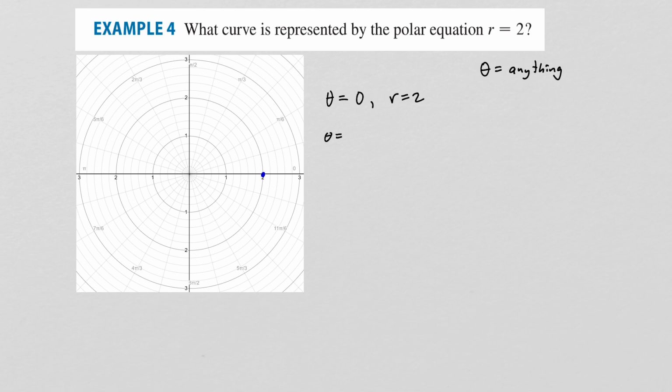What if theta is pi over 4 and r is still 2? Well, again, pi over 4 is right here, and then r equals 2 would correspond to this point right here. Let's do one more. What if theta is pi over 2? Well, r is still 2. Pi over 2 is this angle, and r equals 2 coincides with this point right here. So you see what happens is you're always going to be 2 units from the pole. And of course, this gives us the graph of a circle.